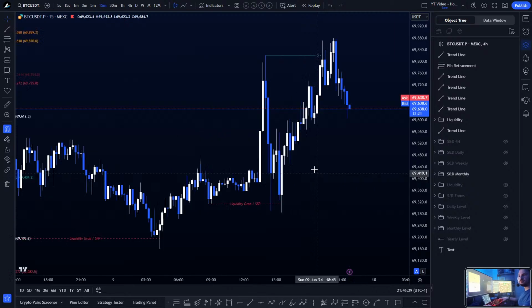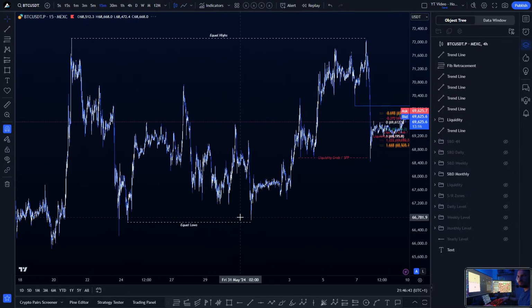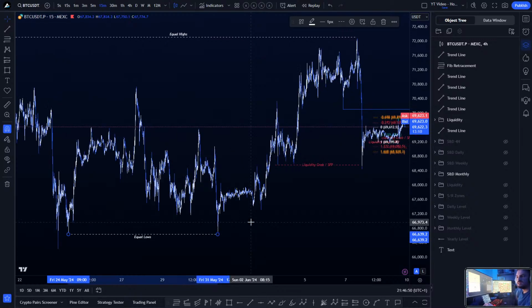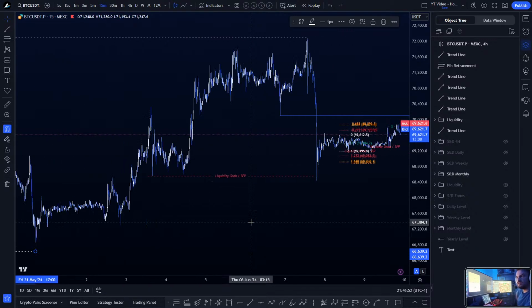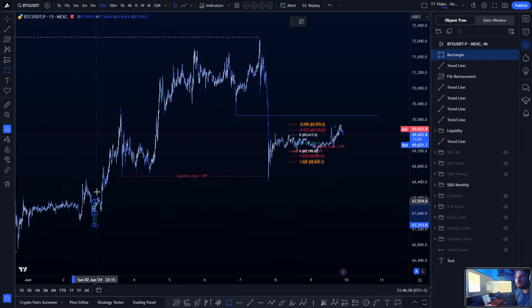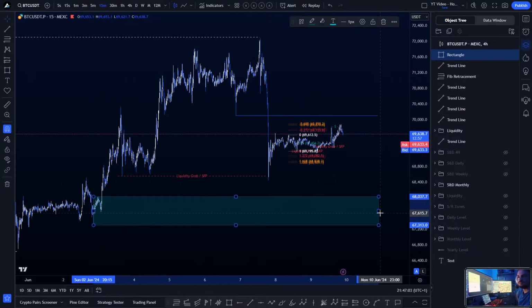Okay. So now we basically look back and it's like 66.6 is a target. If it fails to go there, it'll be because we use this as a support.